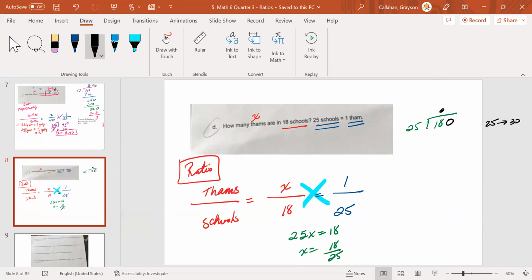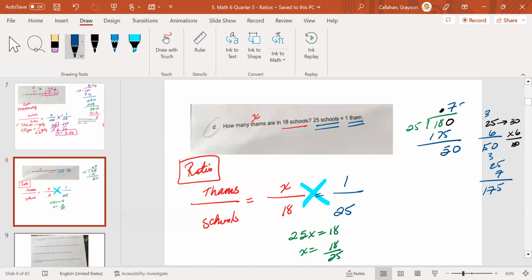25 times what gives me 18? Well, 25, if I round it, it could be 30. 30 times 6 is 180. So let's see, 25 times 6 is going to give me 150. But I could probably try a little bit bigger than that, because that's still too small. Let's try 7. That's 35, 14, 175. So put down another 0. 25 times 2 is 50. So my answer is x equals 0.72, right?